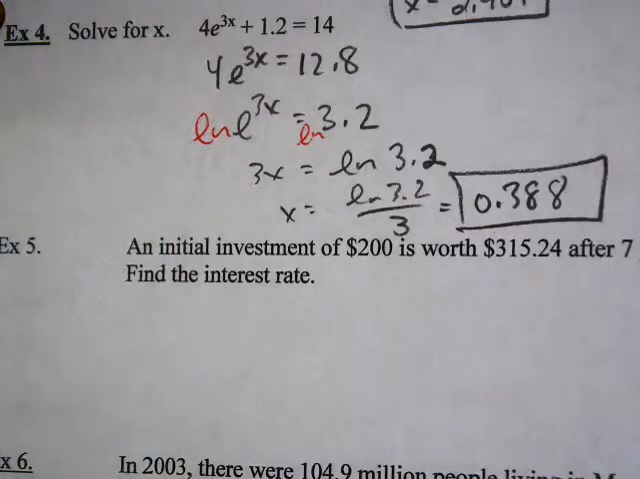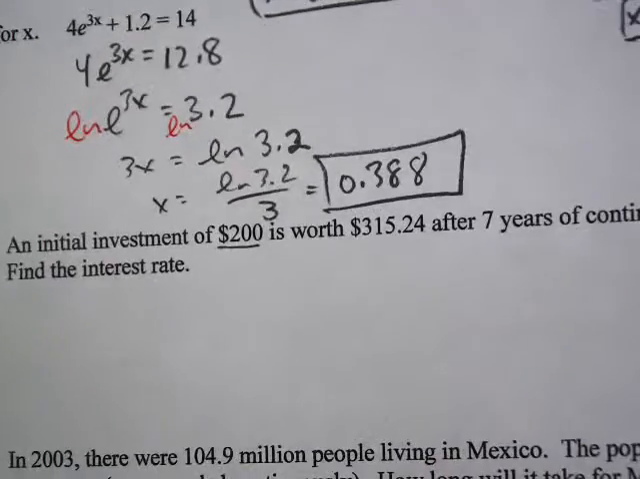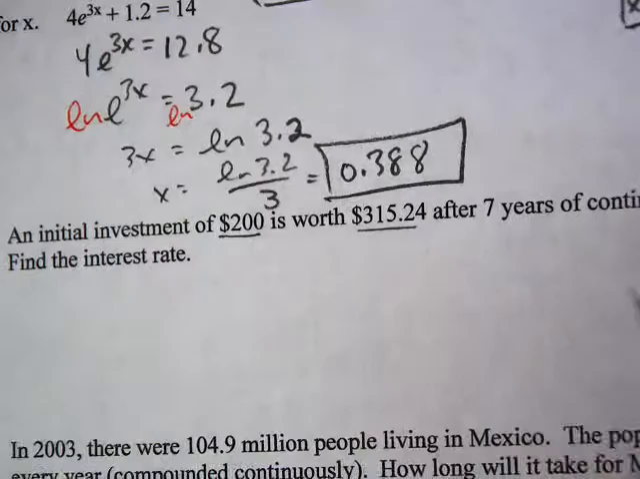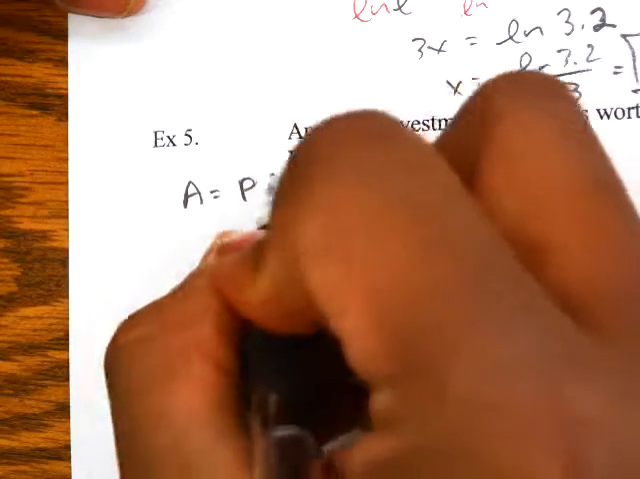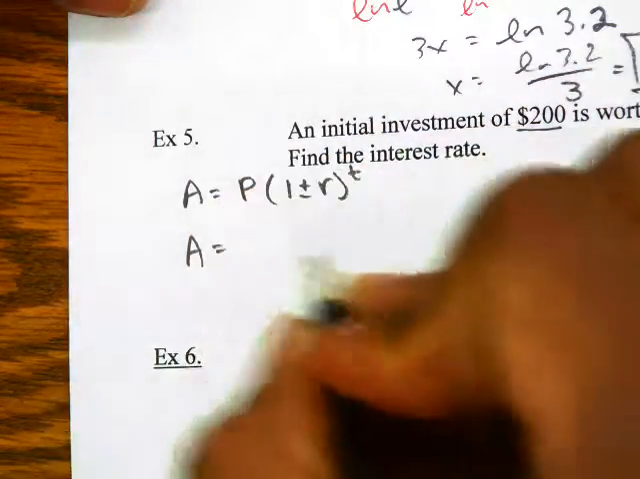So an initial investment, I put in $200, and after 7 years, it's now worth $315.24 after compounding continuously. I need to find what rate it was growing at. So the logs are going to help us figure out what rate things are growing, how fast things are growing. First off, before we start doing the problem, I'll write a list of all the formulas we talked about, and we can decide which one we should use.